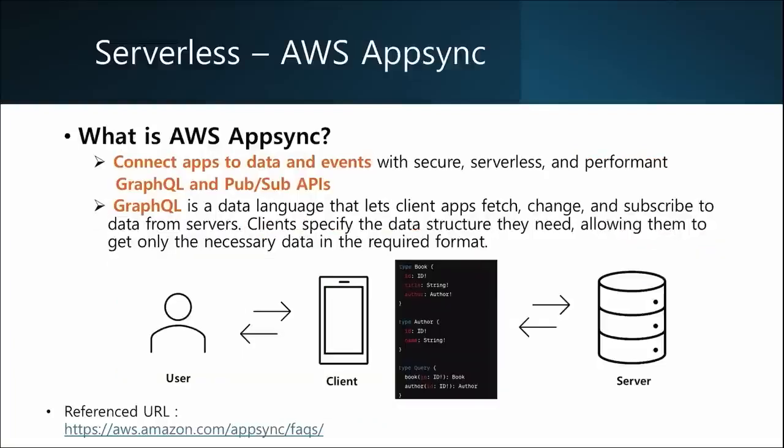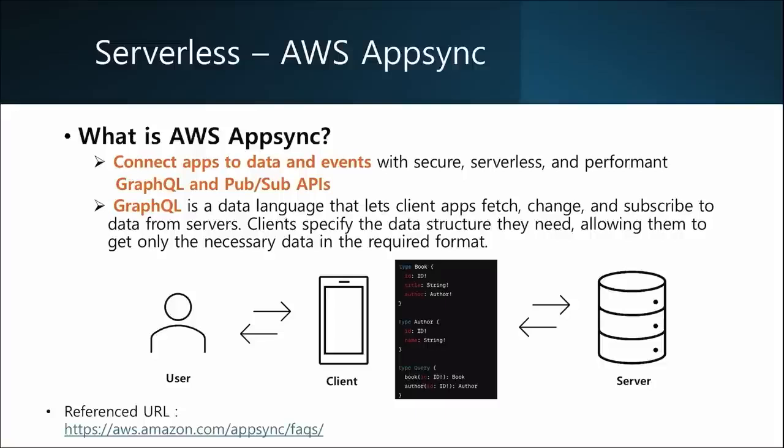AWS AppSync is a serverless, fully managed GraphQL service. AppSync simplifies data communication between client applications and servers. GraphQL is a query language that allows clients to request and receive only the data they need. AWS AppSync helps you easily create and manage these GraphQL APIs.